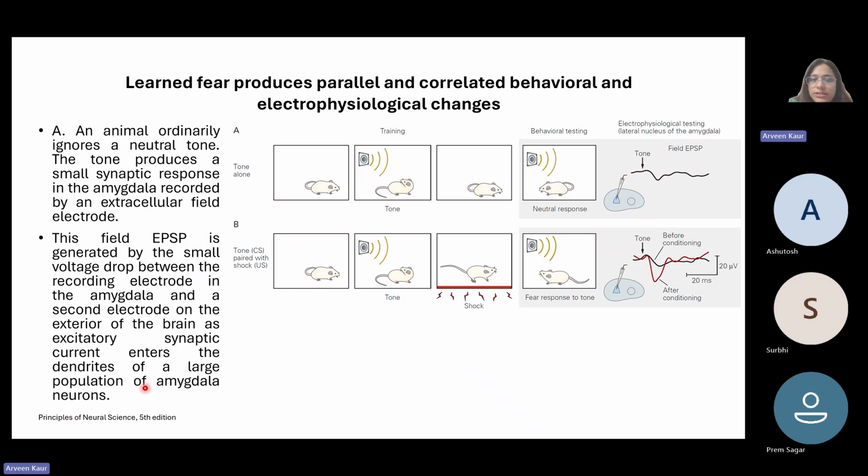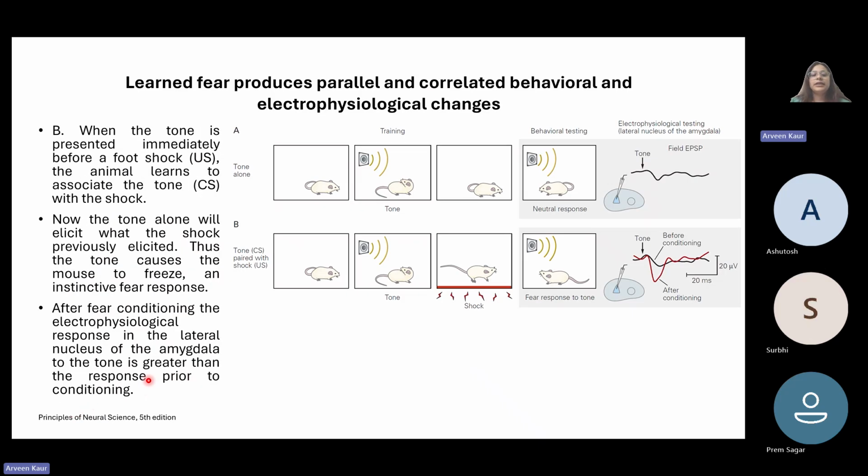But in the case when a tone is presented immediately before a foot shock, the mouse is made to listen to something, but just after that particular stimulus ends, it is given a shock, right? So whenever it hears this sound, it will learn to fear the sound because it will know that what is coming next is probably a shock, right? Foot shock.